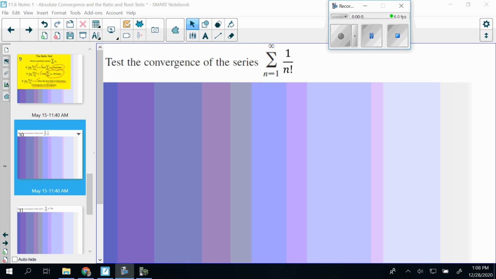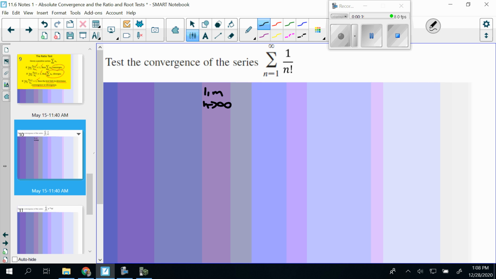All right, let's try to test the convergence of this series 1 over n factorial. Since we have that factorial, root test won't work very well, so let's try the ratio test. So if we're going to write this out as a ratio test, we want to write what's the limit as n goes to infinity of our n plus 1 term over our series. So our series goes on the bottom, 1 over n factorial.